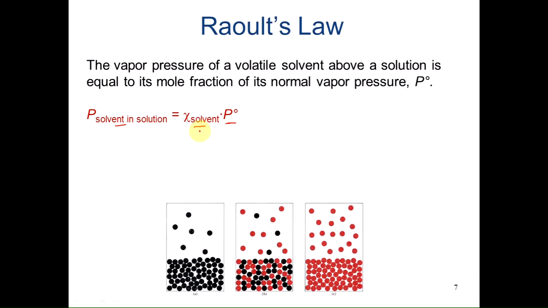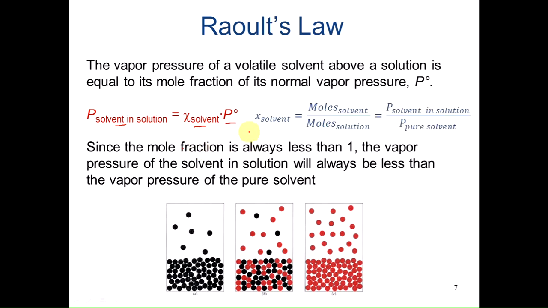Remember, the mole fraction is just the number of moles of the solvent over the total moles that you're looking at. So the mole fraction of the solvent is the moles of the solvent over the moles of the solution. So that'll be the moles of the solvent and the solute. And because of the relationship with the ideal gas law, we can convert moles to pressure. So the pressure of the solvent to the pressure of the pure solvent. That's how we can express this relationship.